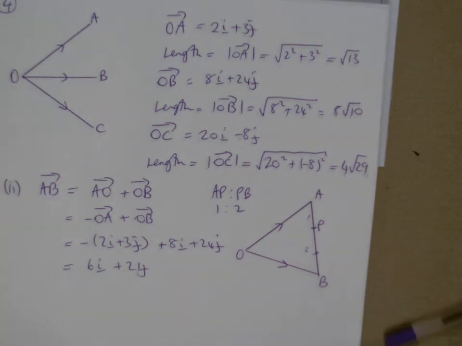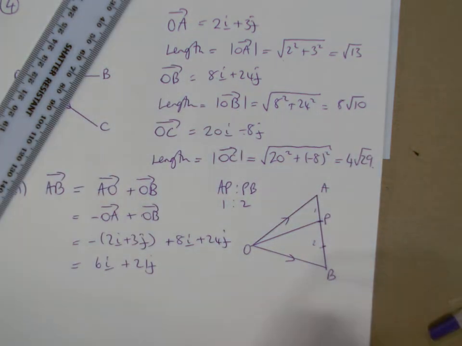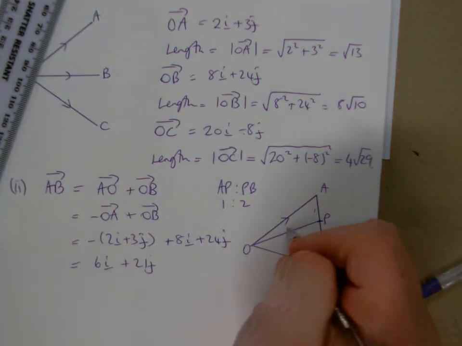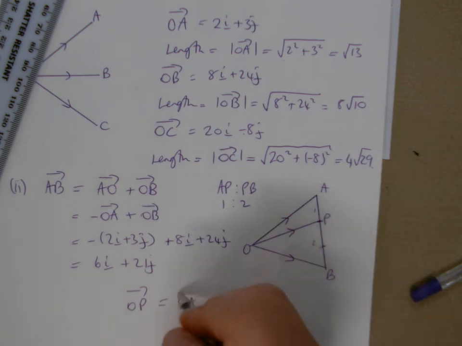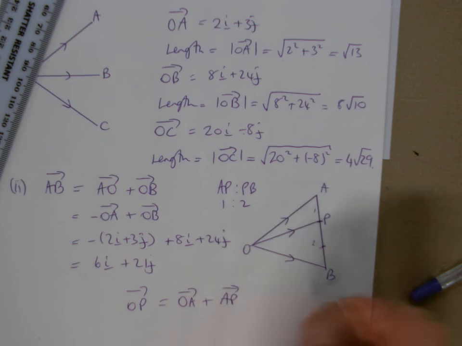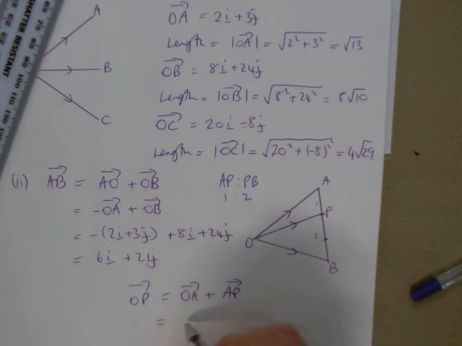Now I want the position vector of P. And you've got to think, how do I get to P from the origin? Well, to get from O to P, you could go O to A to start with, plus then A to P. Now I know what O to A is. In fact, O to A is 2i plus 3j, which was given in the question. I don't know what A to P is.